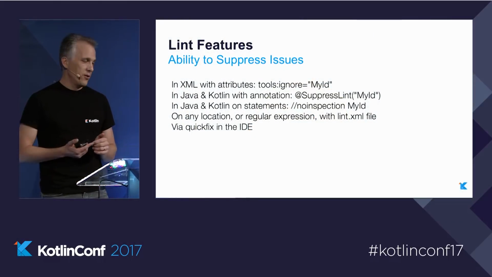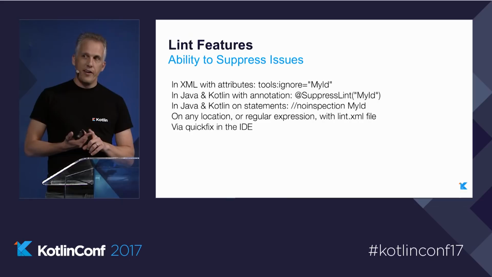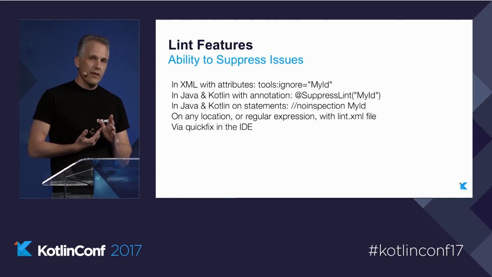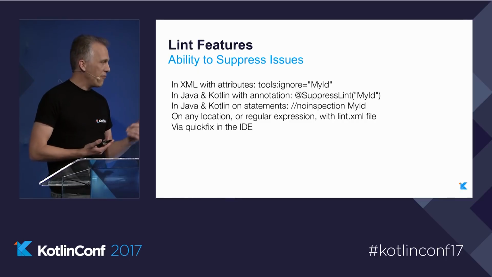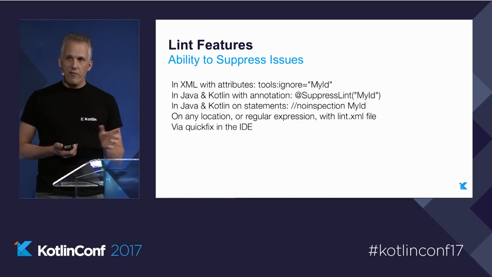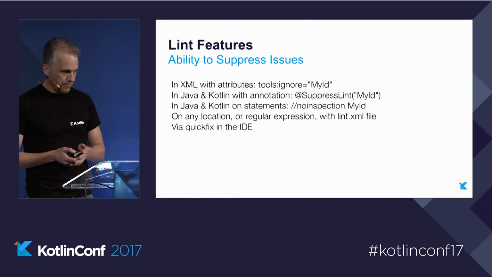And Lint has a bunch of features to help you suppress warnings, right? So if it's telling you something that you're sure is not a problem, you can suppress it with attributes in XML files, annotations, comments. There's an XML config file you can use. And this is also convenient in the IDE with Quickfixes.